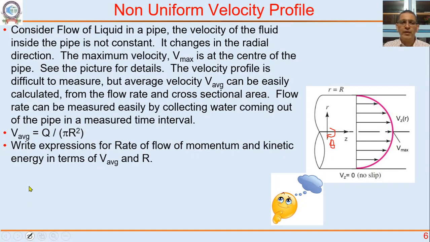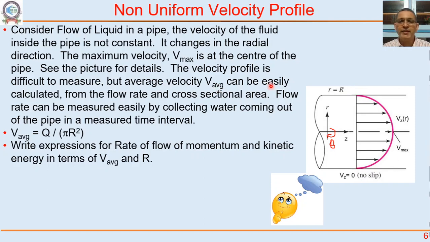Now, so flow is in the Z direction. Flow is along the axis. Maximum flow is at the center at r equal to 0. The radius of the pipe is capital R, which is described by the coordinate small r equal to capital R. That describes the wall of the pipe. Okay. And let's say the profile is like this.